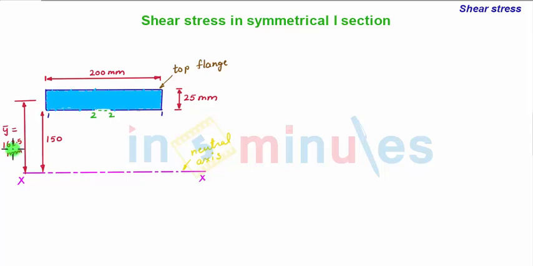So now let us determine the shear stress at layer 1, which is the bottom part of the top flange. So we know shear stress is given by the formula F A y bar upon I B, where I is the moment of inertia of the total cross section. So first we determine the moment of inertia of the total cross section.